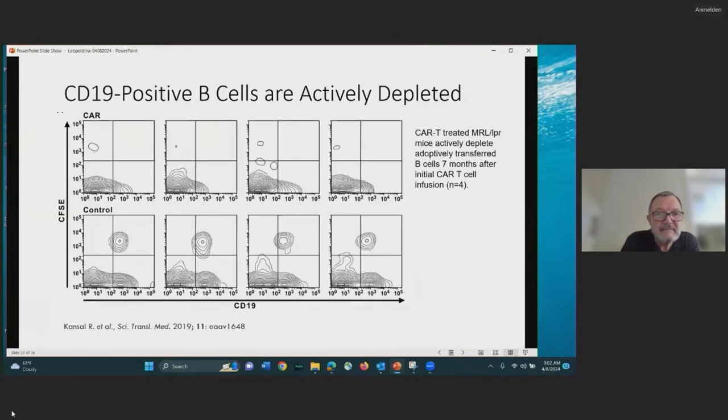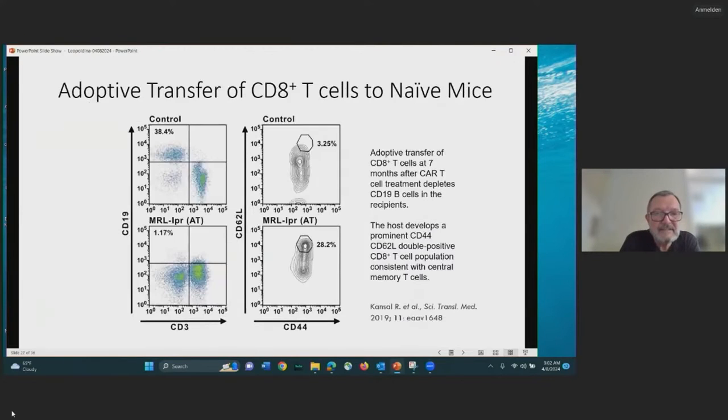So we in fact show here that the CFSE labeled cells are clearly detectable in the control mice that do not have CAR T cells, but are very rapidly removed following injection into a CAR T treated mouse. There's clearly the anti-CD19 CAR T cells are effective in this case about 7 months after the CAR T administration.